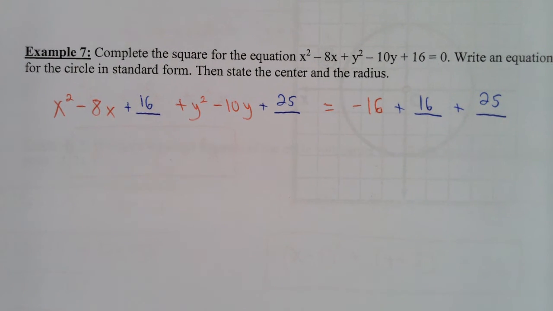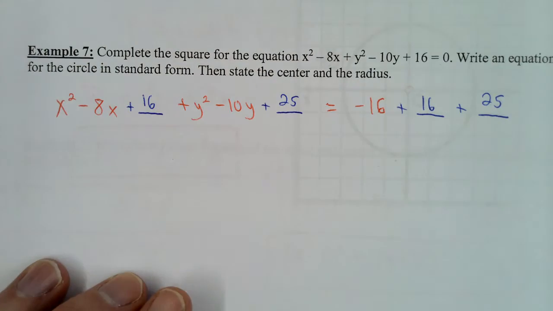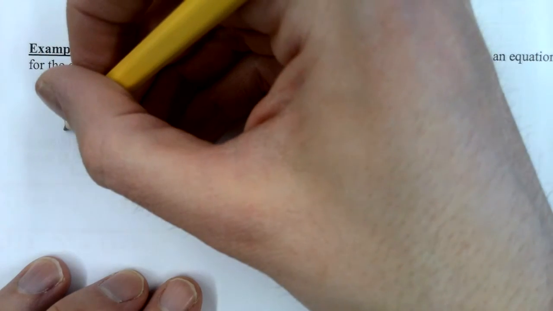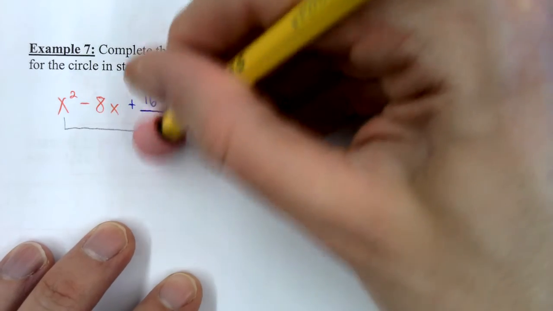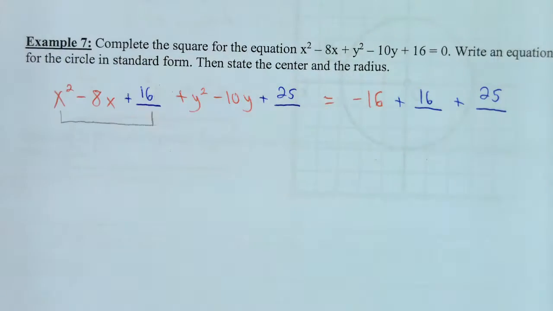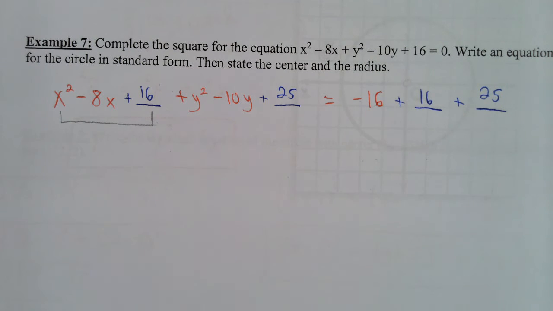Now what you're going to do is factor the left. This is going to become something squared because it's called completing the square. It should lead to something squared, right? So you can either factor it by thinking to yourself, what two numbers multiply to 16 and add to negative 4?